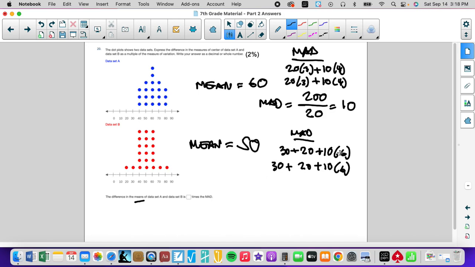So if I add all those up, that's 30 plus 20 plus 60, so that's 110, that's 110. So that's going to be 220 is all of my distances. And there are 22 data points. So 220 divided by 22 is also 10. So the difference in means of the data: I have a mean of 60 and a mean of 50. So the difference is going to be 10. That's my difference.